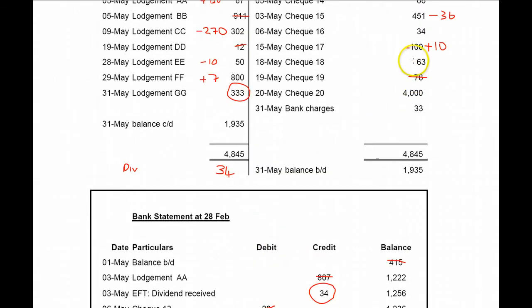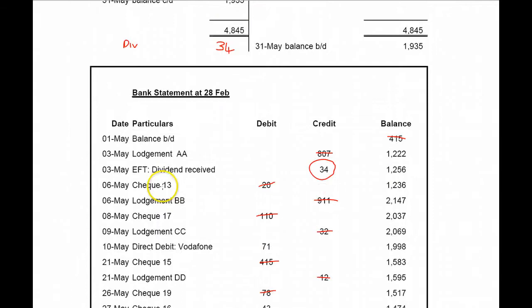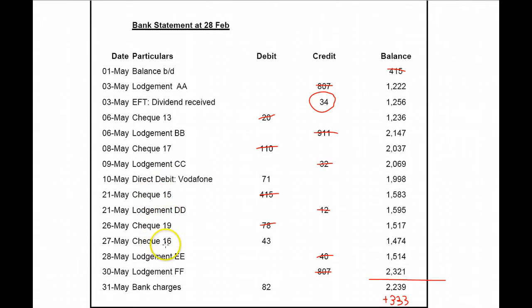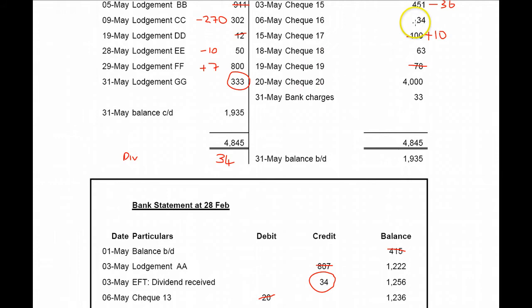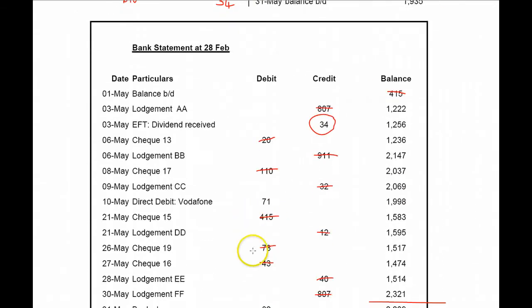I can go this way either. I could be going down. Sometimes with the checks it's easier to start in the bank statement. Check 16 is here, 43. Come back up here, is 34. The difference between 43 and 34 is 9, so we need to increase this by 9 to bring it back up to the correct amount of 43.